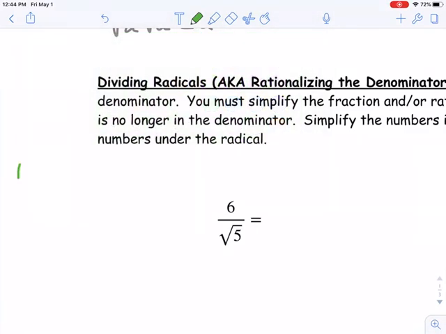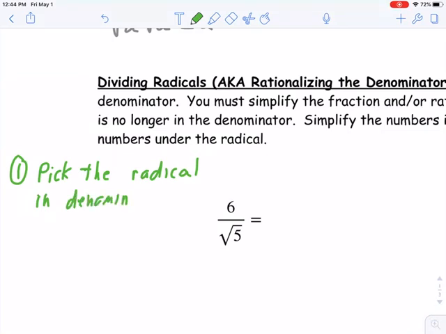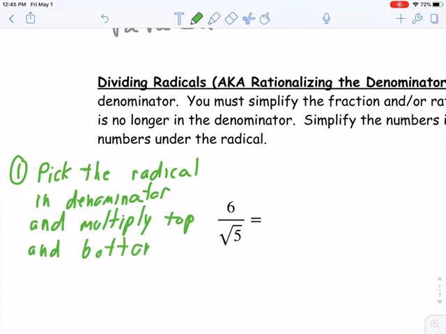It's not too scary. You're just going to pick the radical in the denominator and multiply. We'll keep it unmathematical. Some people would get mad if I wrote this. Multiply top and bottom. I should say numerator and denominator. I didn't feel like writing those big old words. So this is it.